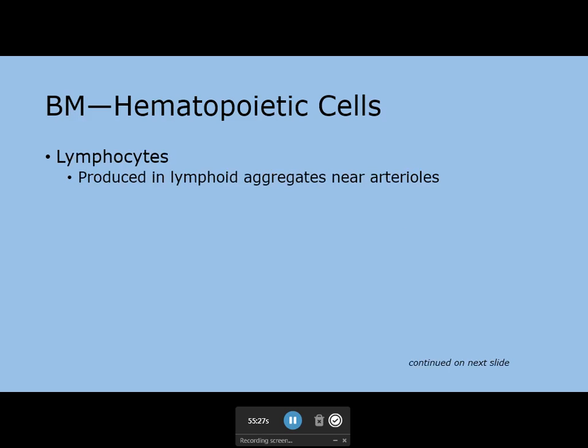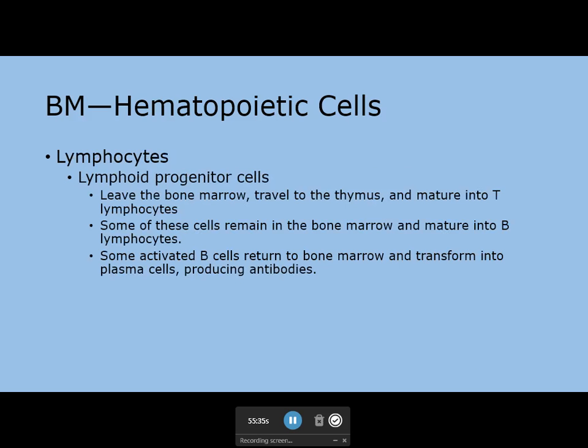Okay? Lymphocytes are produced in lymphoid aggregates near the arterioles because they need to get into the lymphatic system so that they can get to where they need to go. All right? So we do have what's called lymphoid progenitor cells, which is basically, here's what happens, guys.